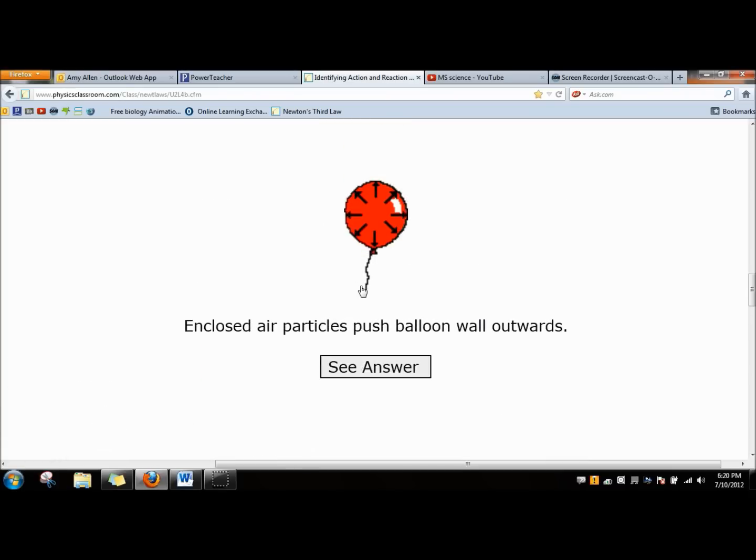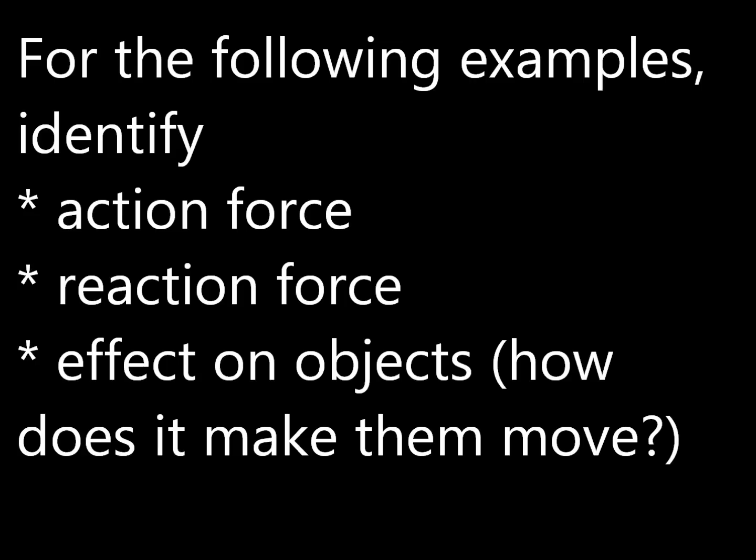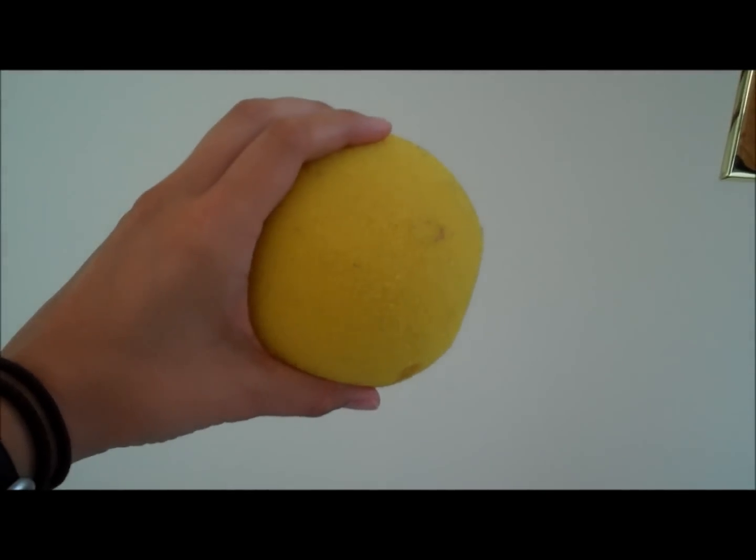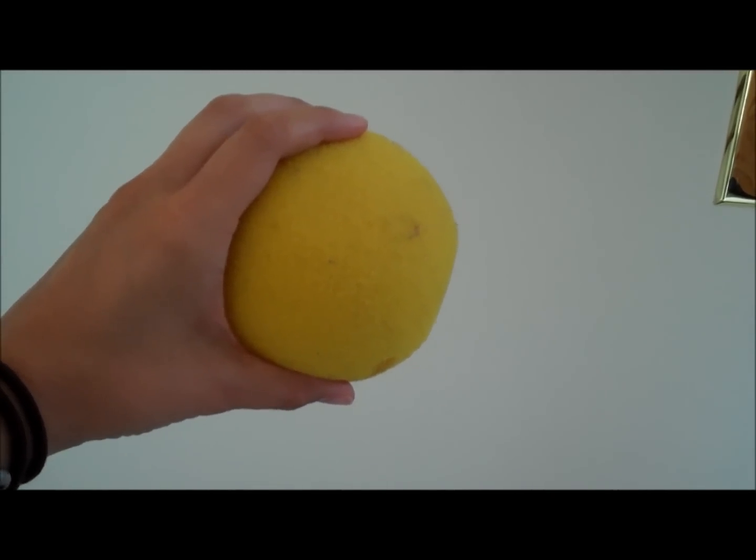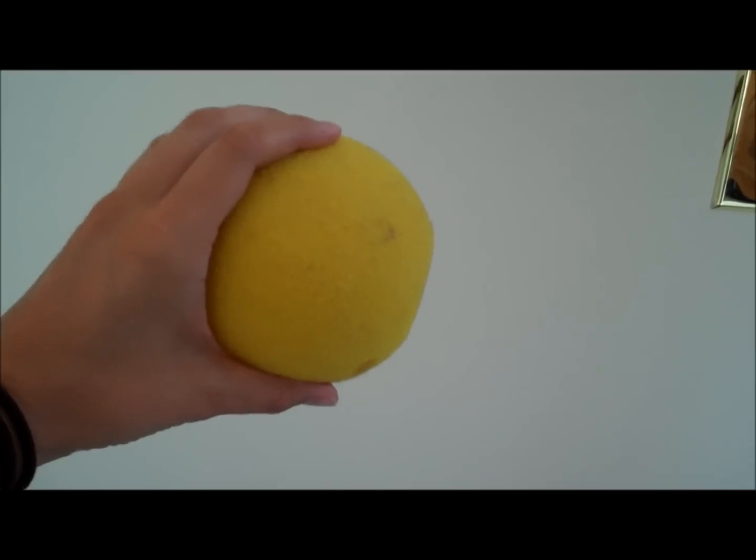So now that we've been able to identify the action and reaction pairs in certain examples, and I've told you all about what Newton's third law says, I'm going to show you some real-life examples. I want you to identify what is the action, what is the reaction force, and perhaps what is the effect of that action and reaction force pairing. So you get an idea of what I'm asking you to give me when you do the real-life action and reaction force pairs, I'll do the first one with you.